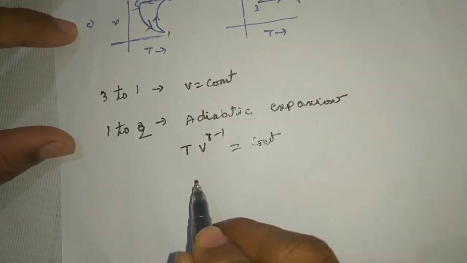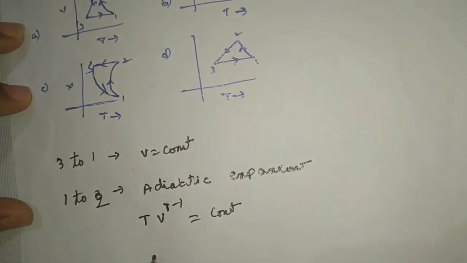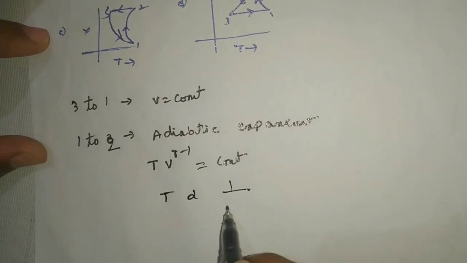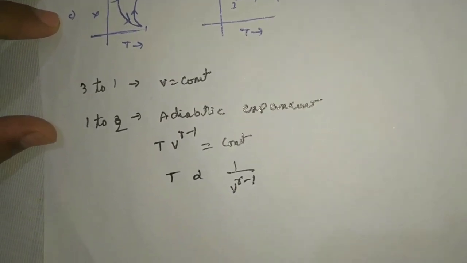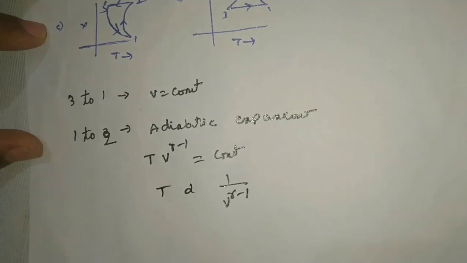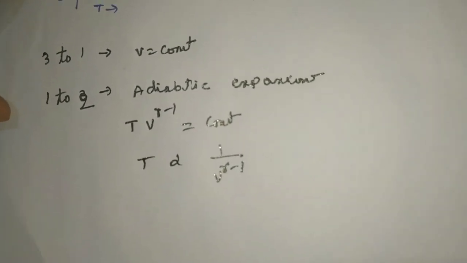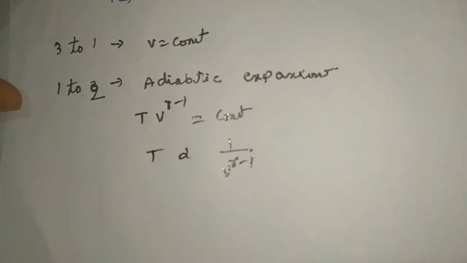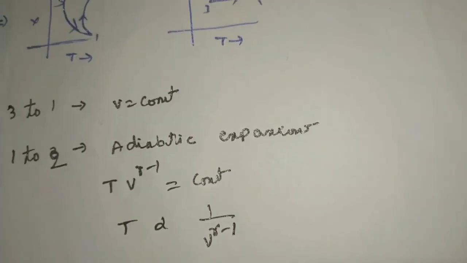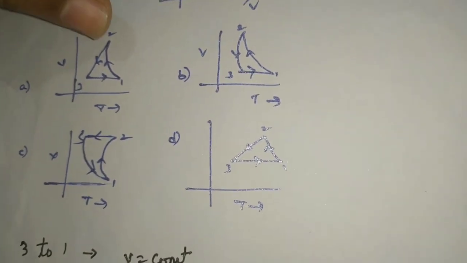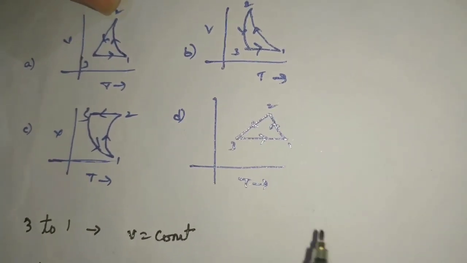Therefore, as volume increases, temperature decreases. T is proportional to 1 by V power gamma minus 1. So, volume increases and temperature decreases. That is clearly shown in this graph A. Volume increases, temperature decreases linearly.